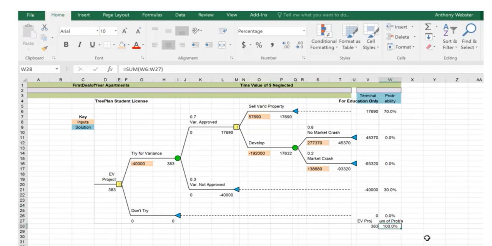I add up my probabilities. I still have 100%. I have my expected value of the, now what is this really? This is expected value of the NPV of the project, and this is expected value of the NPV of the project over here. So the work that we did confirms what the software is telling us, and it's all looking good, okay?